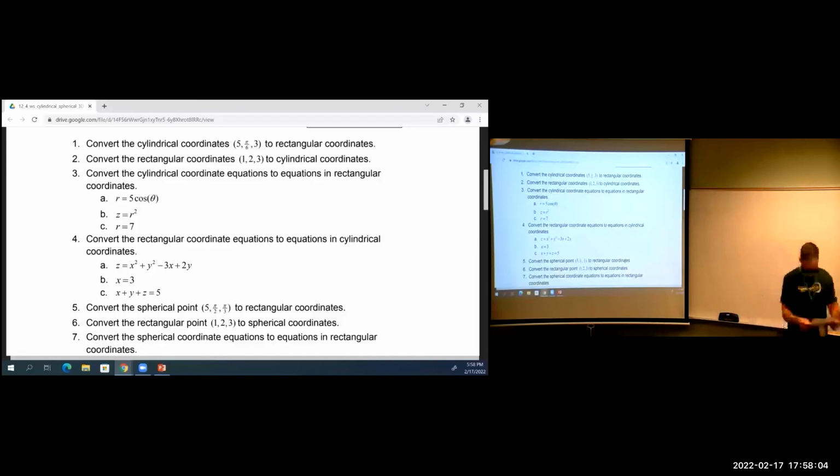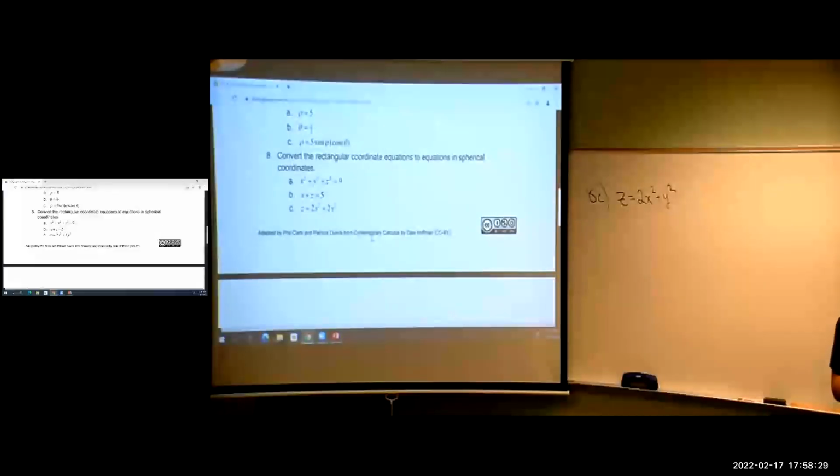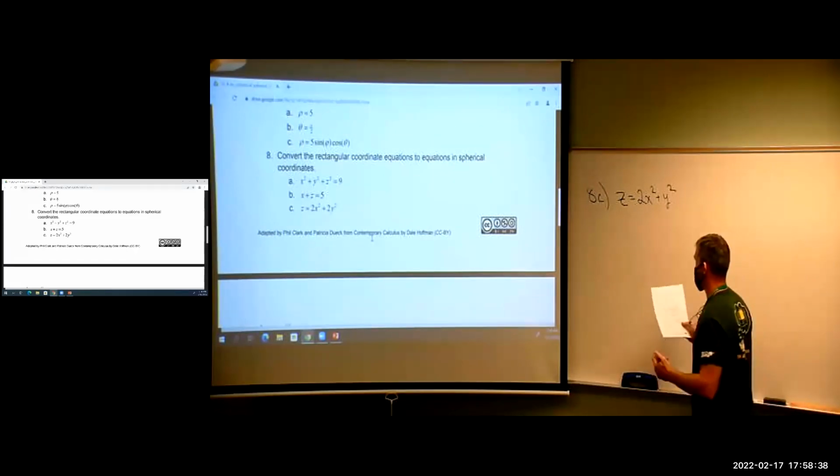We're going to do 8C. So z equals 2x squared plus y squared. And we have to convert this over to spherical. Now it would have been nice if it was plus 2z squared. It would have made things really easy. Unfortunately, we don't have that. So we're just going to use the transformations.